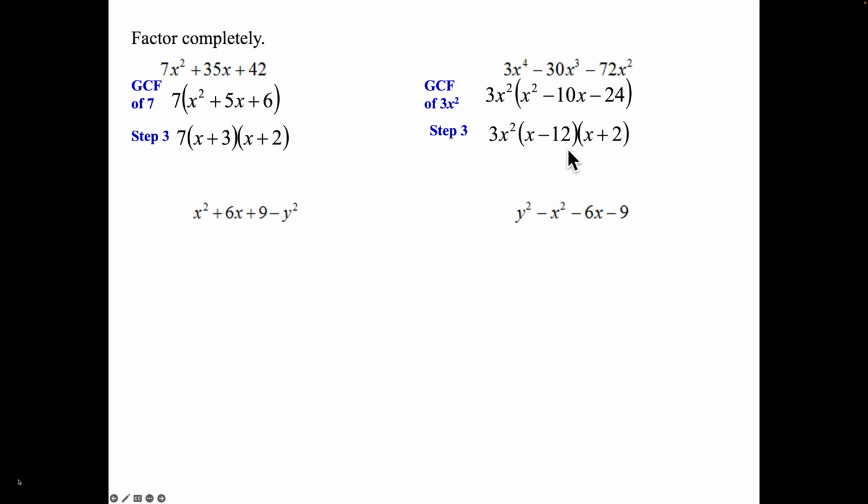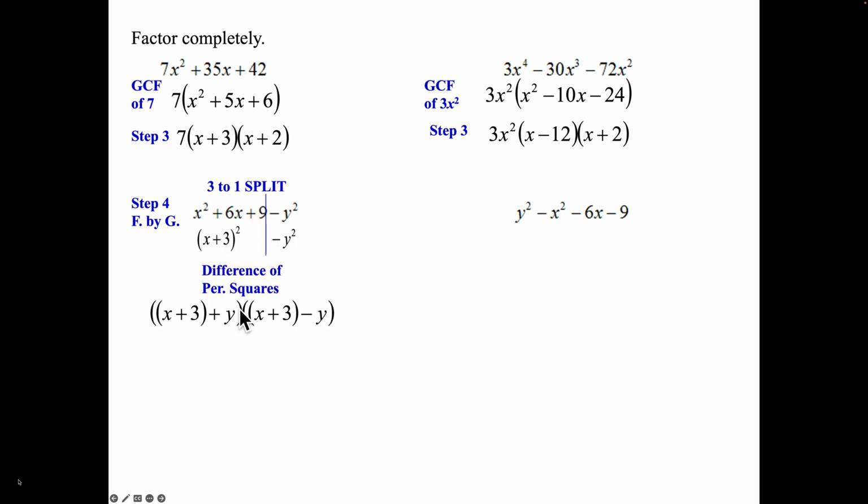And here is my special factor by grouping. 4 terms, x squared plus 6x plus 9, but here's this minus y squared. What's it doing here? Isolate it. This is the 3-to-1 split. This trinomial must factor to a binomial squared. x plus 3 squared. Now this is a difference of perfect squares. So x plus 3 with the plus y, x plus 3 with the minus y.